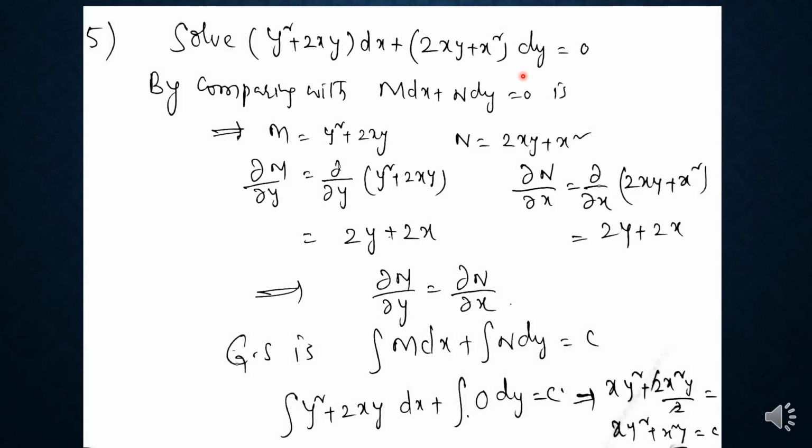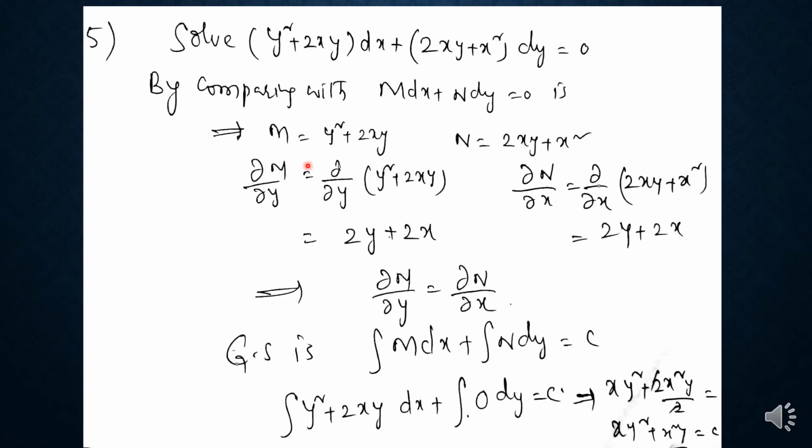Next problem. Solve (y square plus 2xy) dx plus (2xy plus x square) dy is equal to 0. Here also we cannot separate the variables. So we can compare with the standard equation of the exact differential equation M dx plus N dy is equal to 0, where M is equal to y square plus 2xy and N is equal to 2xy plus x square. So to prove that the given differential equation is exact, we should find the partial derivatives dou M by dou y and dou N by dou x.